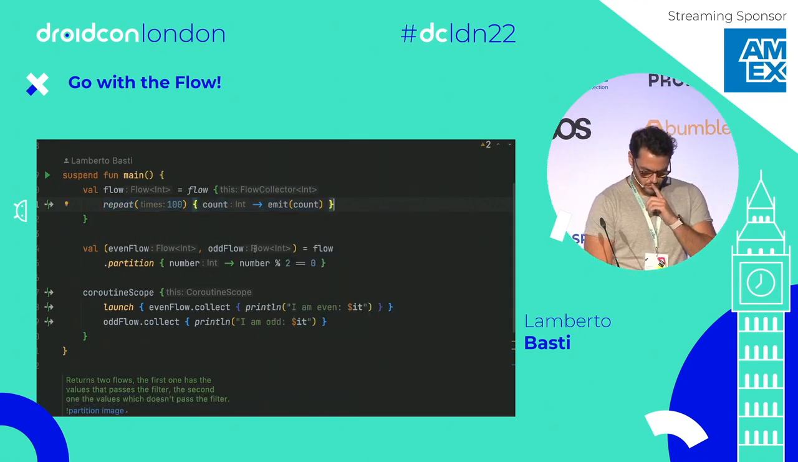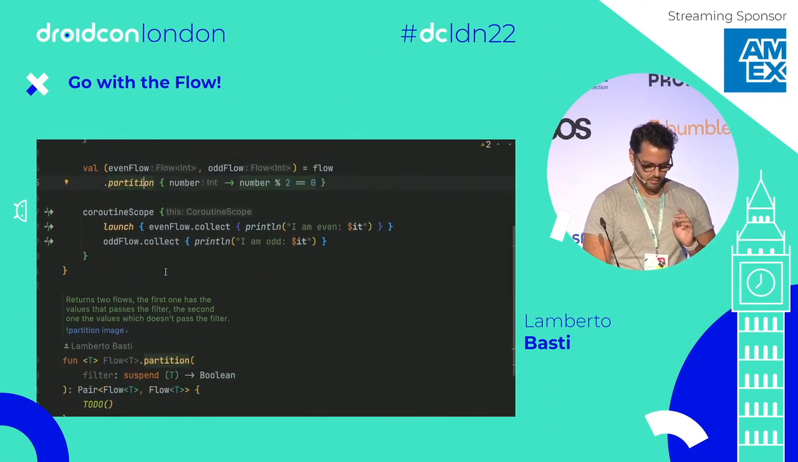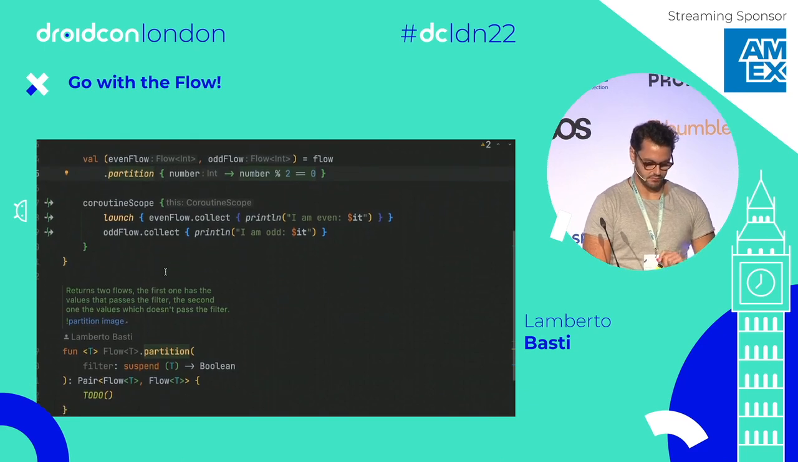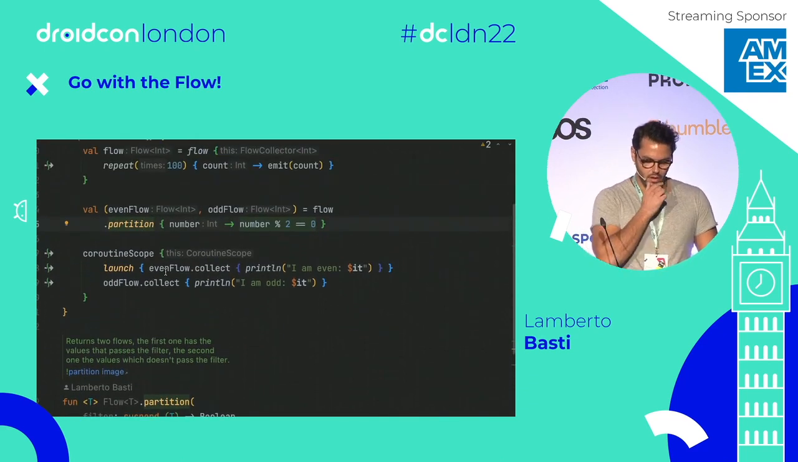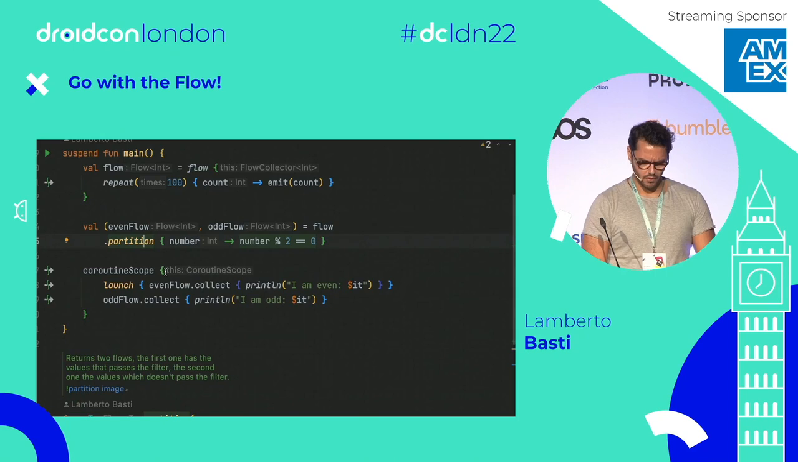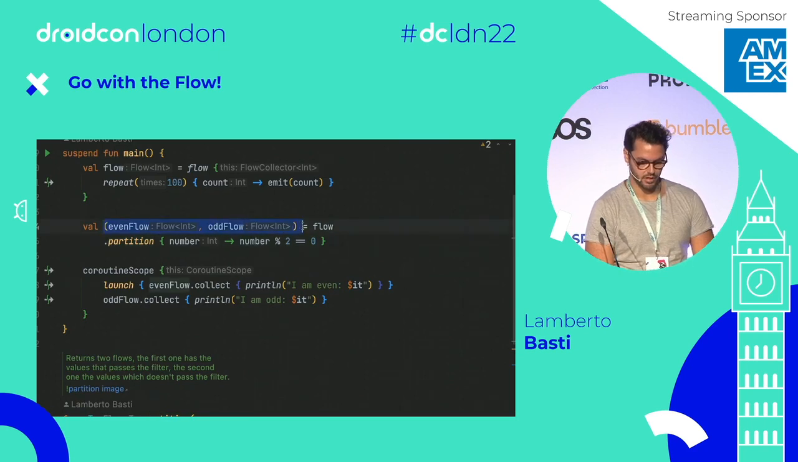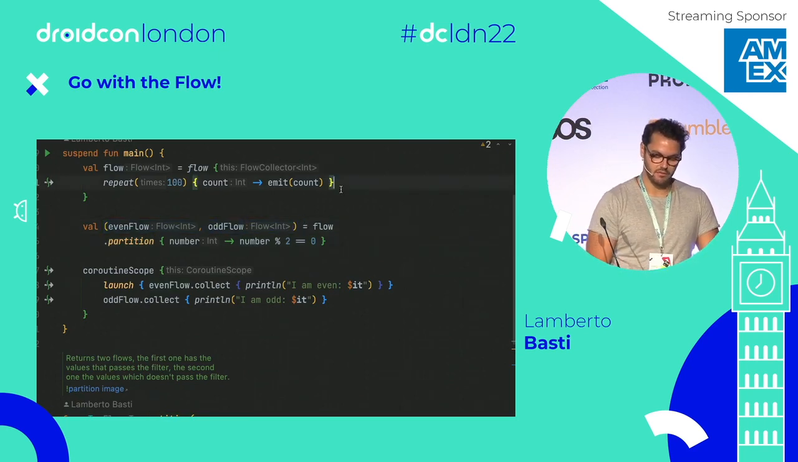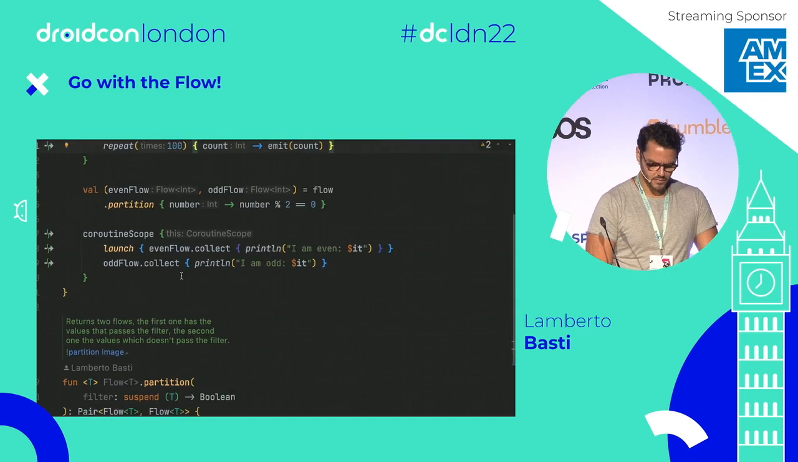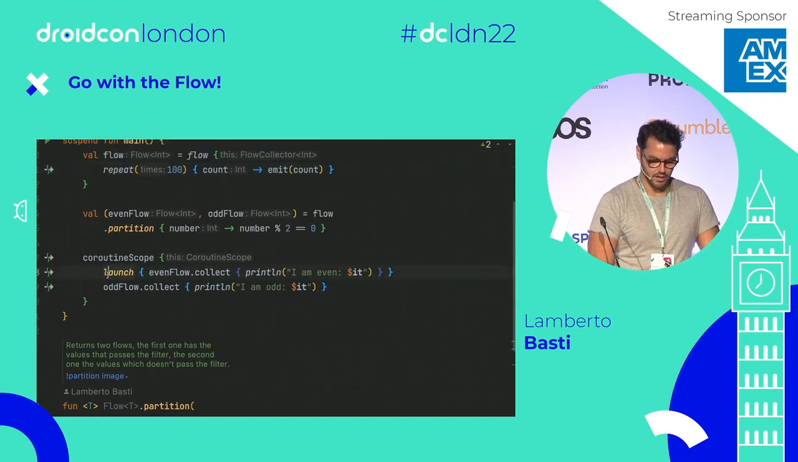So we want to create this operator, which is down here. We're going to check details in a moment. We want to return two new flows, with the Kotlin destructuring syntax of the open parentheses, with the even flow and the odd flow, based on whether the number that arrived from the upstream is an odd number or an even number. And then we collect them asynchronously with a launch.